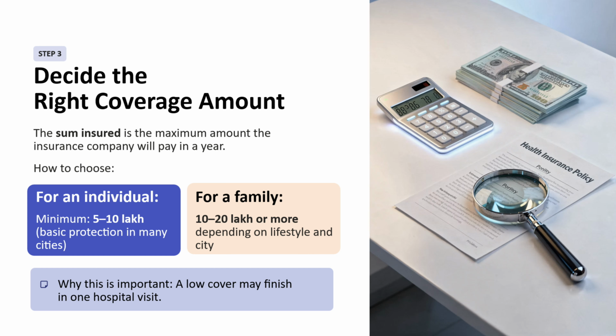Step 3. Decide the right coverage amount. The sum insured is the maximum amount the insurance company will pay in a year. How to choose? For an individual, minimum 5 to 10 lakh. Basic protection in many cities. For a family, 10 to 20 lakh or more, depending on the lifestyle and city. Why is this important? A low cover may finish in one hospital visit.